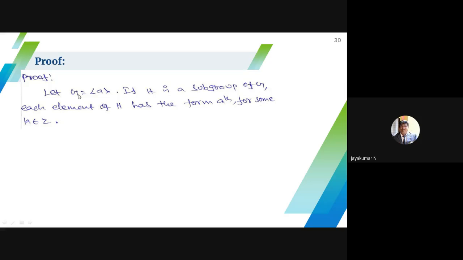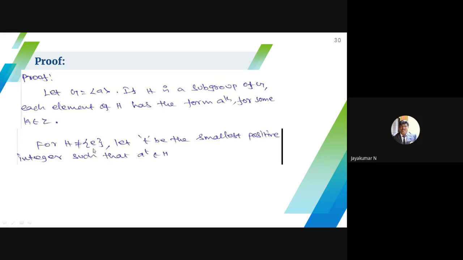G is a cyclic group which is generated by a single element. That means each and every element has the form A power something, some number. H is a subgroup of G, so each element of H has the form A power K for some K belongs to Z, because the elements of H are also elements of G. Okay, H is a subgroup of G.